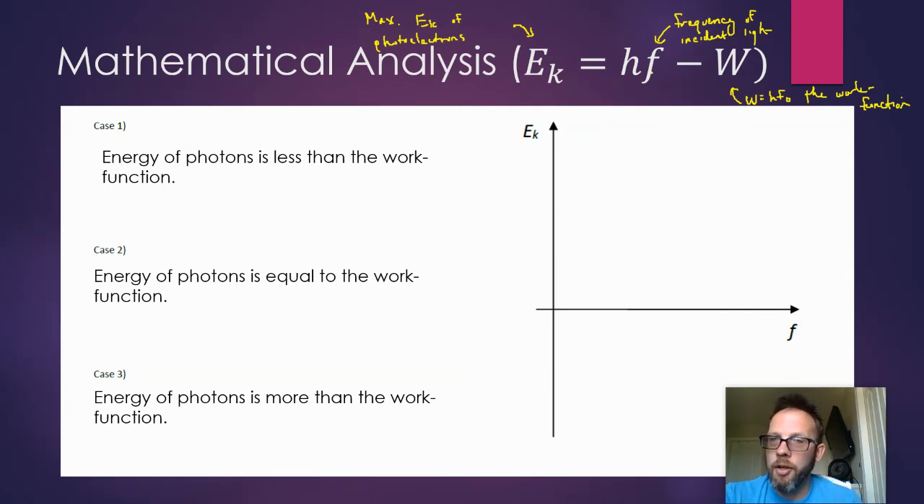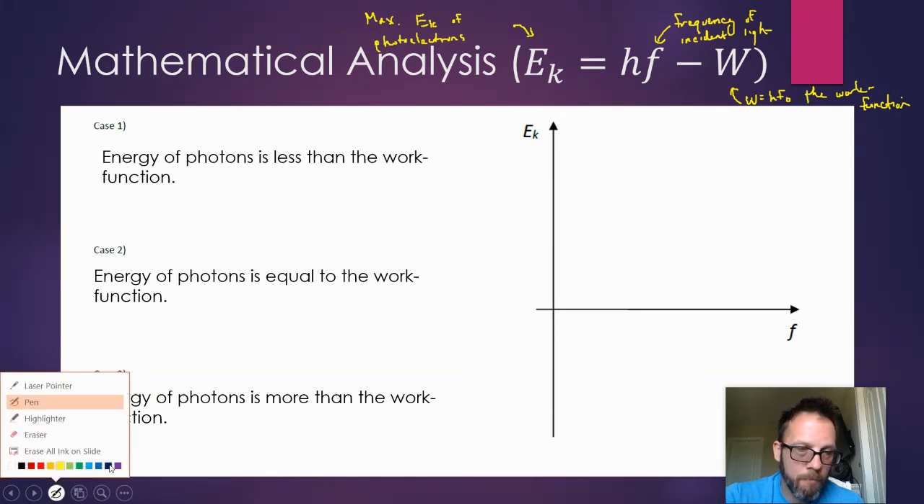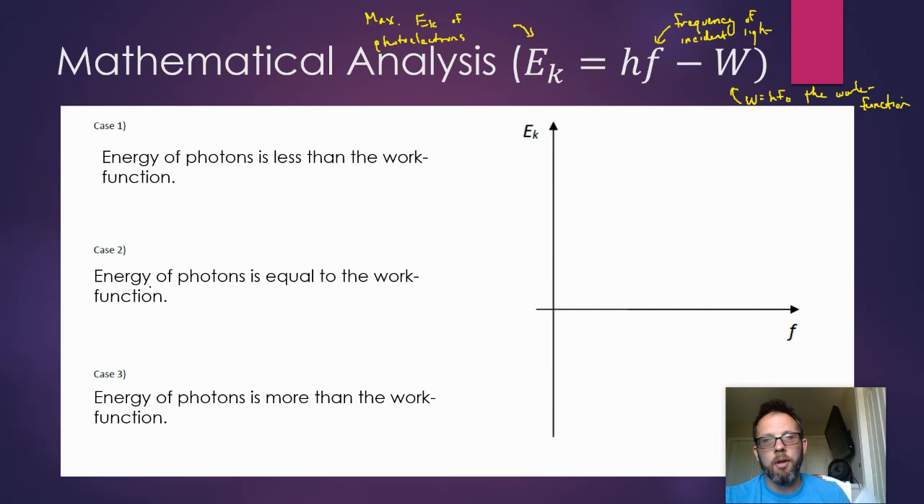And so you can see if your frequency is high enough that hf is more than the work function of the metal, then you're going to have some extra energy that goes into kinetic energy of your photoelectrons. So what does this graph look like? I'm just going to switch colors here. Dark blue. So EK equals hf minus W.